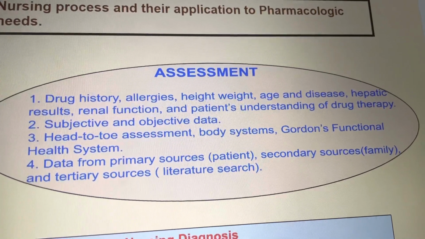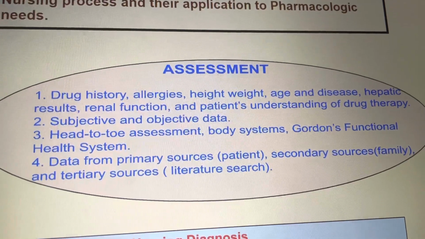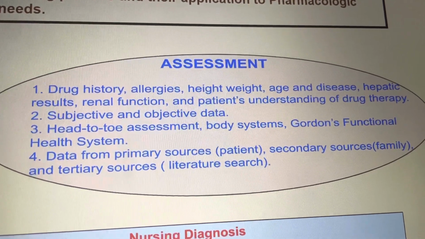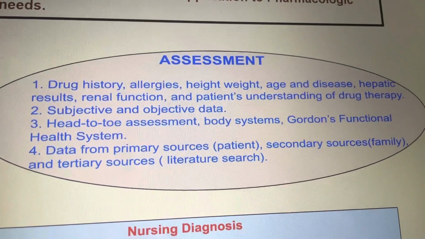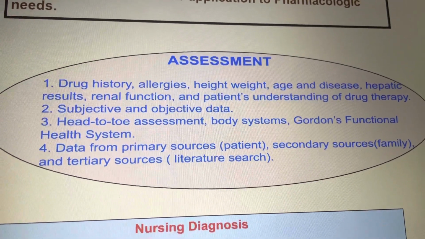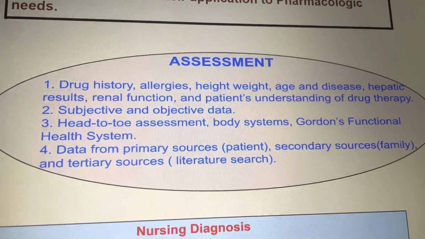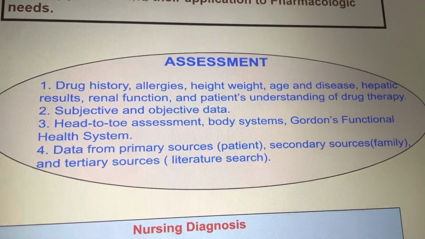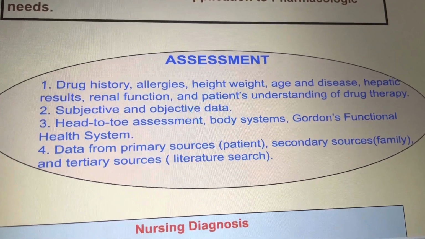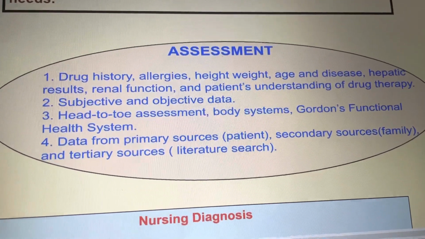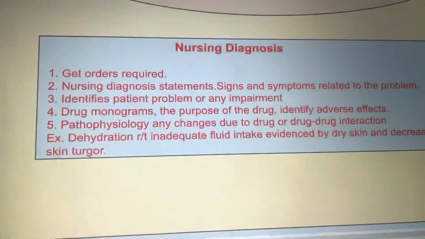When we do the assessment, the patient can tell us the information, and that is a primary source. Then we can get some information from secondary sources, for example family, and tertiary sources through a literature search. So doing the assessment for the patient is the very first step of ADPIE, the nursing process. After we assess the patient as a nurse, the next step is the nursing diagnosis.